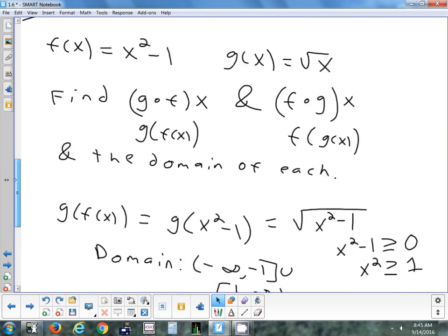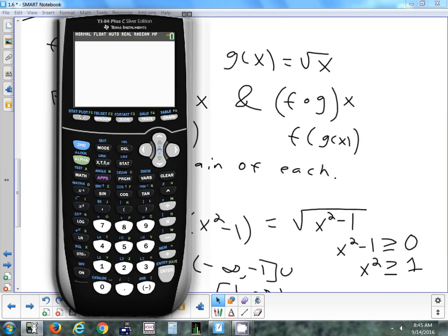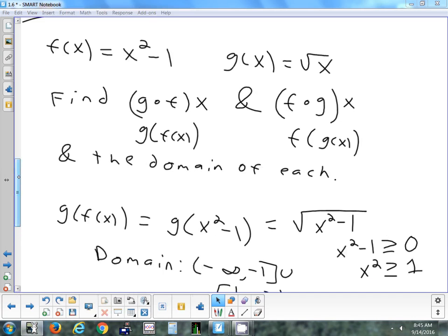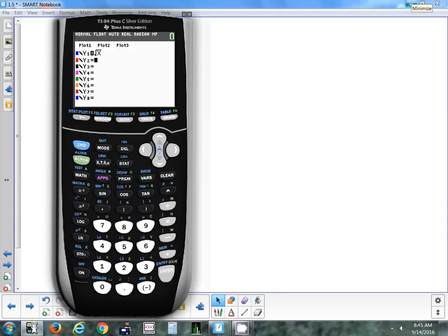Okay, let's type in square root of x. Let's get that. Type in second square root of x. And now I'm going to type in x squared minus 1, but I'm not going to type it in the way that it's written here. Okay, I'm going to show you how I can do this on the calculator. I'm going to press variables, y variables, function, and I'm going to take y1 and I'm going to square it.